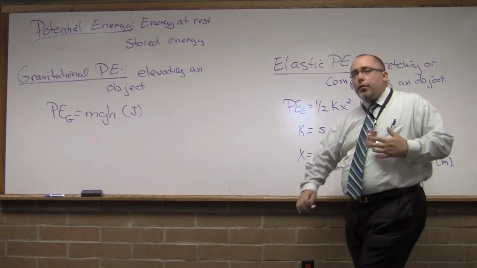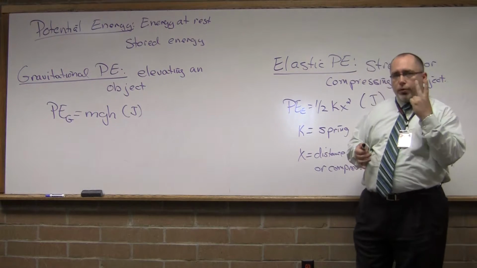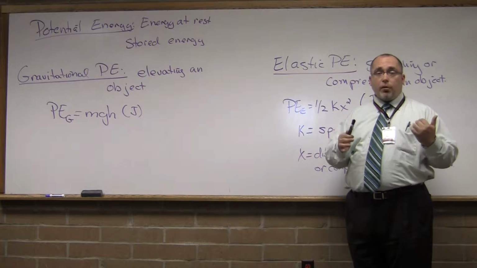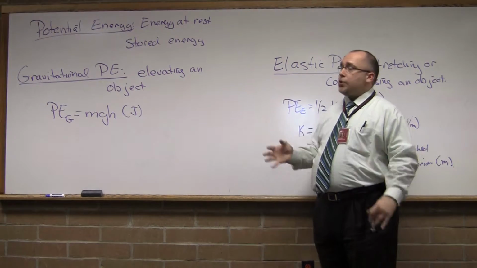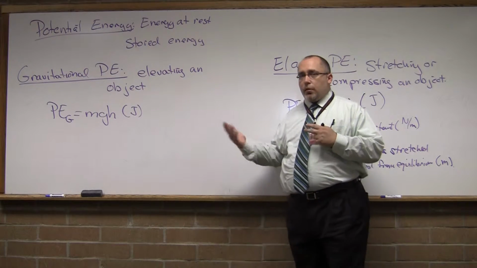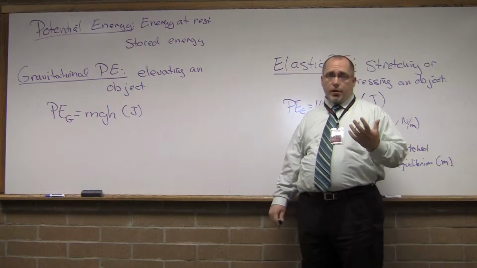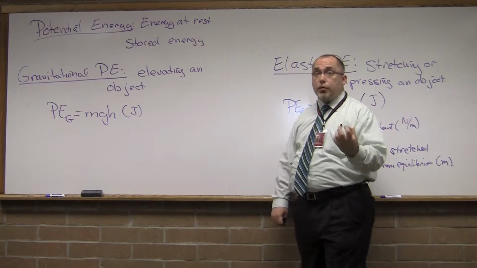Hello. Now we're going to talk about the potential energies that we're going to be dealing with. There are various types of potential energy, but we're going to deal with two in particular. One is called gravitational potential energy, and the other is called elastic potential energy. First, we want to define potential energy in general. Potential energy, as opposed to kinetic energy, which is energy in motion, is energy at rest, or think of it as stored energy. Energy waiting to be converted to kinetic energy, or waiting to be used.